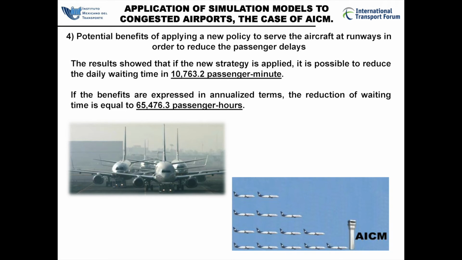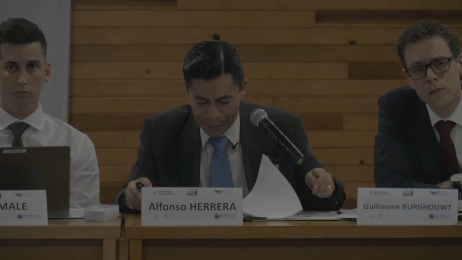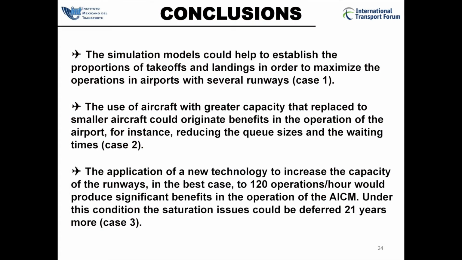Now I'm going to the conclusions. The simulation models could help to establish orientation guidelines to achieve a greater efficiency of the airport. For instance, it could be estimated with a simulation model the proportions of takeoffs and landings in order to maximize the operation in airports with several runways, as we see in the case 1. The use of aircraft with greater capacity that replace 2 smaller aircraft could originate benefits in the operation of the airport. For instance, reducing the queue sizes and the waiting times, as we see in the case 2.